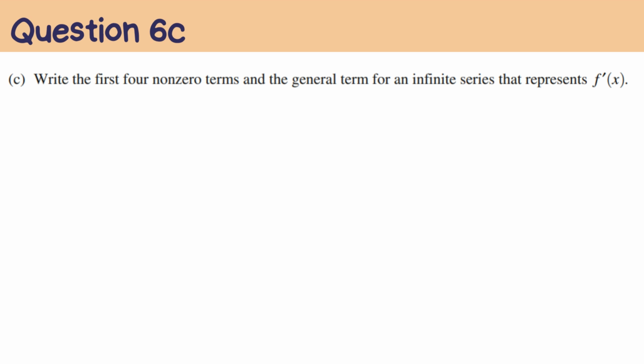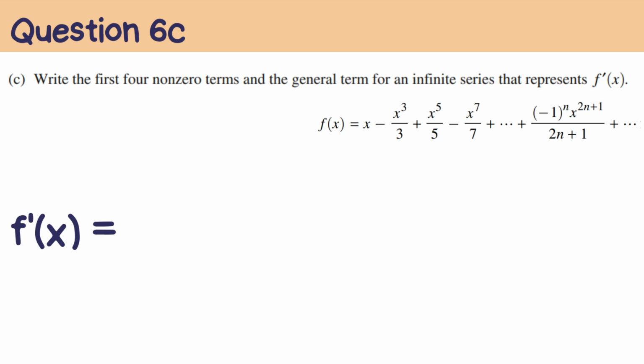And for part 6c, this one asks us to write the first 4 non-zero terms for f prime of x. So as a reminder, here is f of x. And to go forward to f prime of x, you would just simply differentiate it. And to do that, you just want to take the derivative of each single term. So the derivative of x is just 1, and then minus the derivative of x cubed divided by 3, which is just x squared.